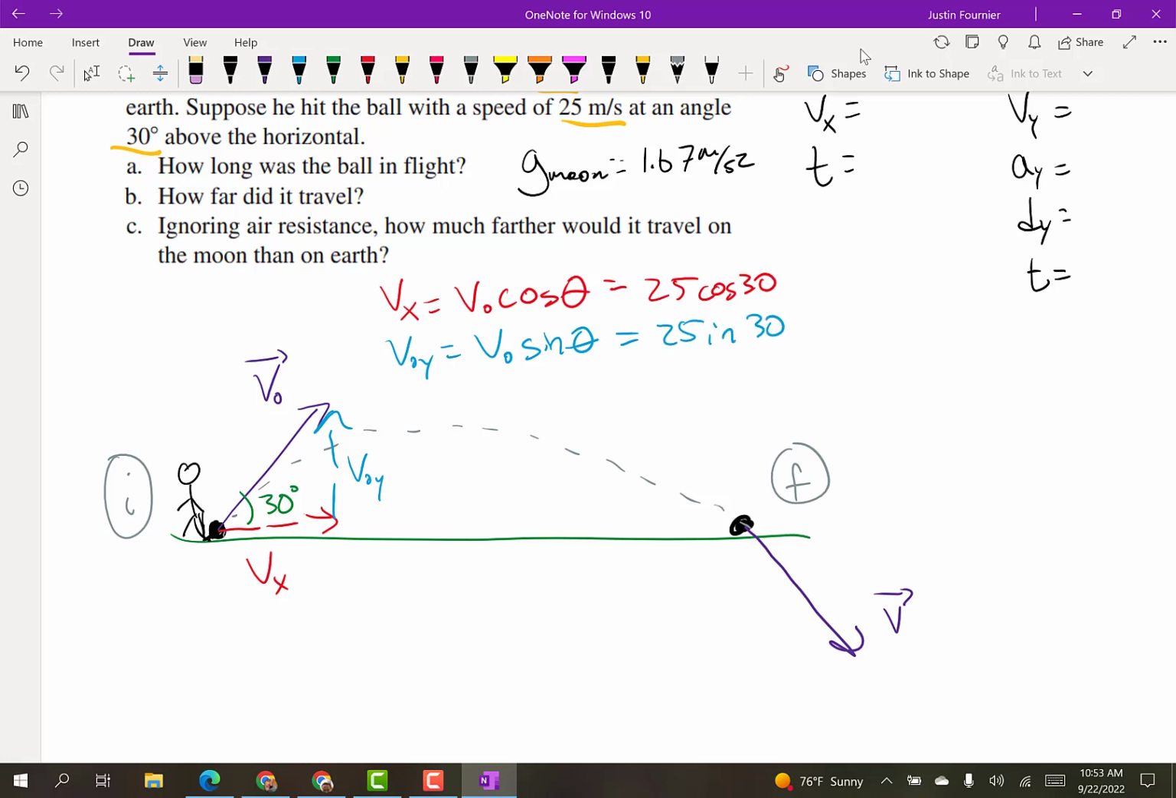So sine of 30 is a half, and so that's 25 divided by 2. It's going to be 12.5 meters per second. And for the x component, cosine of 30 is a little bit more difficult. 0.866 is what I'm getting, times 25 is going to be 21.7. So this is 21.7 meters per second, and there you go.